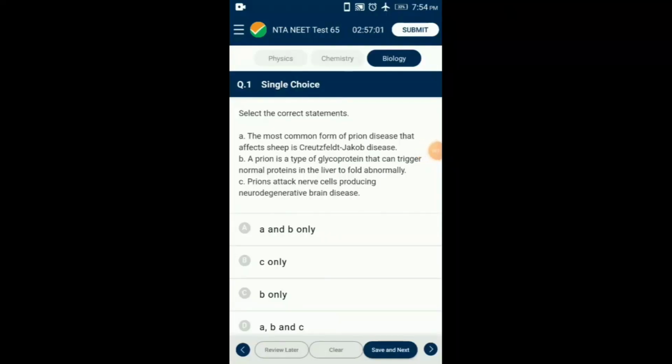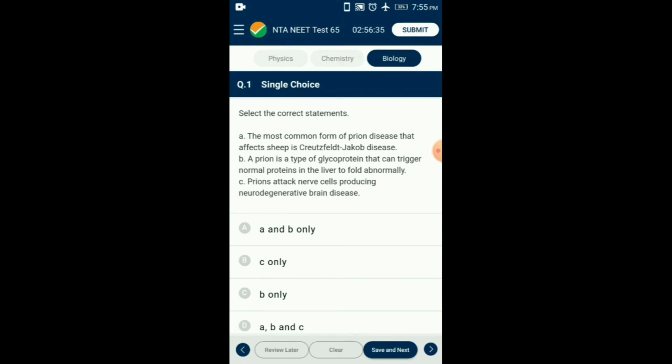Question number 1. Select the correct statements. Prions are discovered by Prusiner. These are the smallest infectious protein particles which do not have nucleic acid. Prions cause diseases only in animals. No plant diseases caused by prions are reported, as prion is a type of protein that can trigger normal proteins in the brain to fold abnormally.